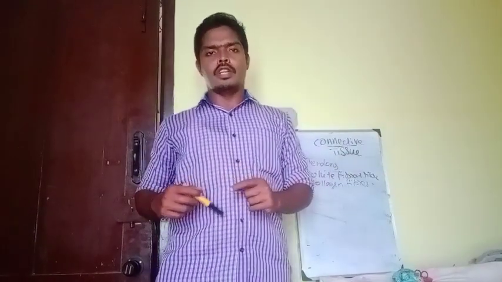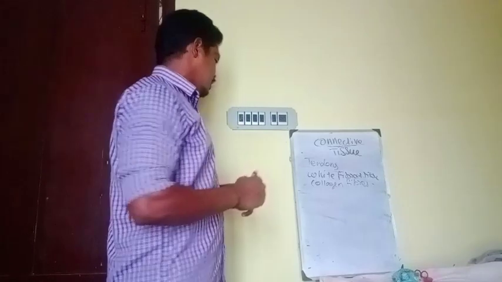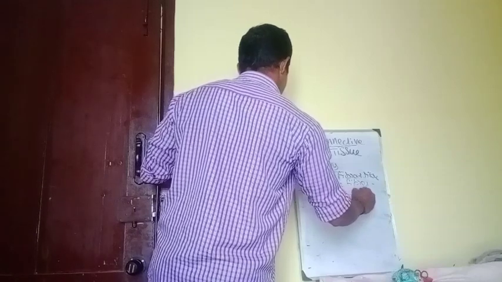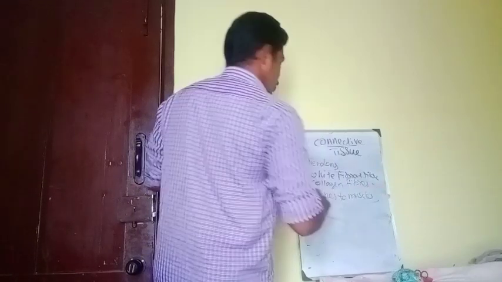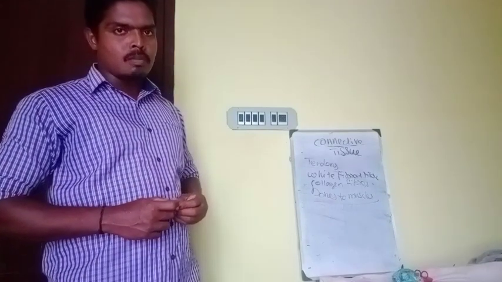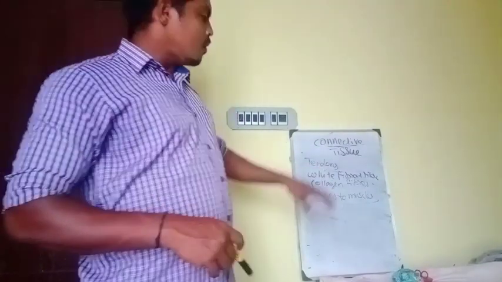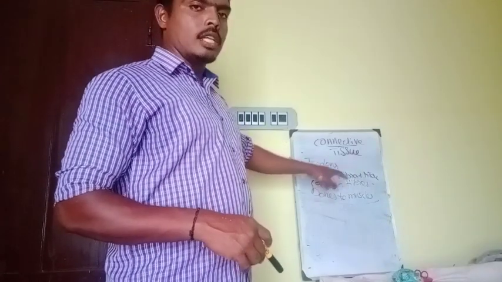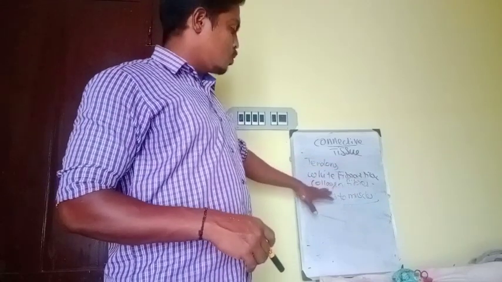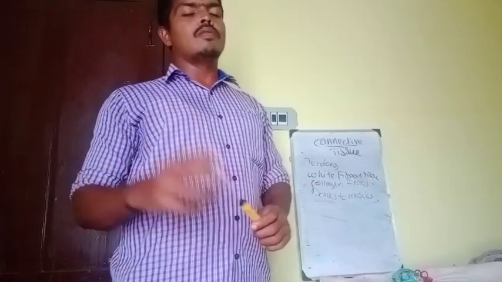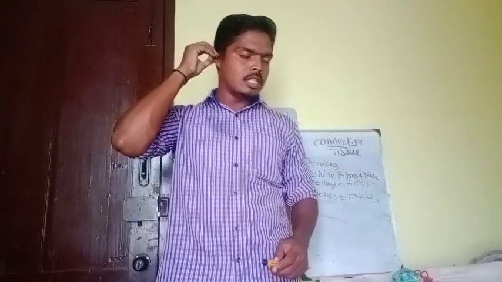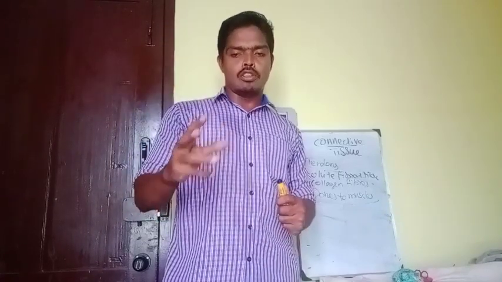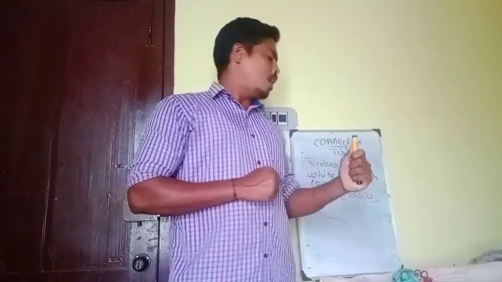So the main function of a tendon is to connect bones to the muscles. I will tell you once again, tendons are made up of white fibrous tissues and collagen fibers, and they connect bones to the muscles. Even though it is soft, it is strong. We can't tear it by our hand. Tendons are soft, but strong.